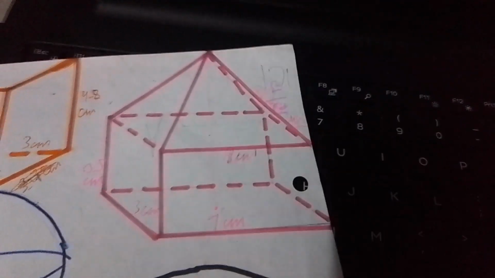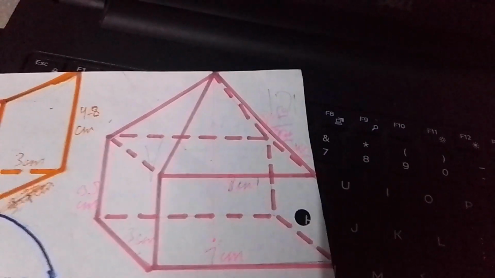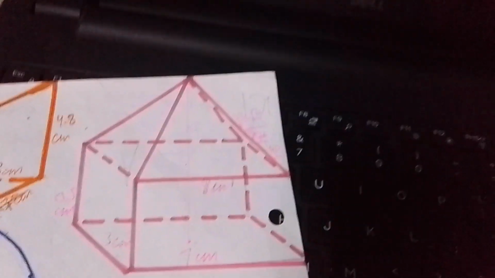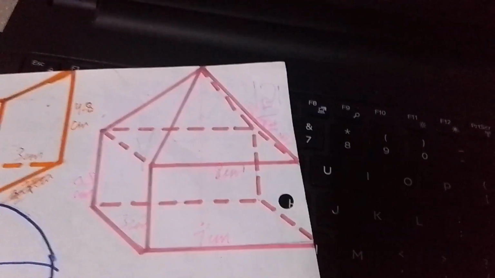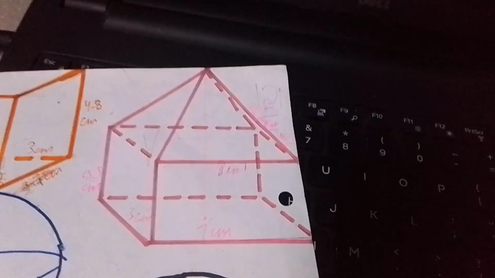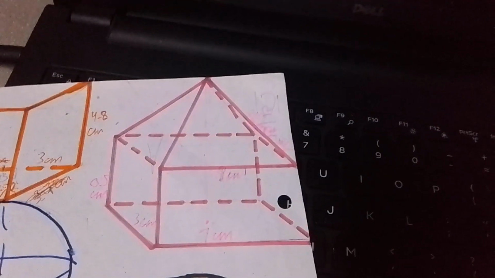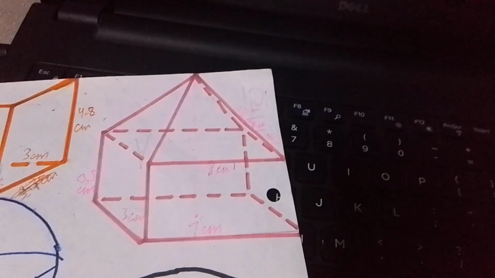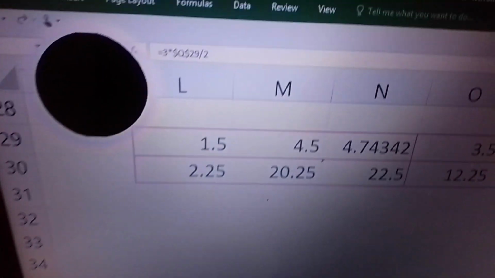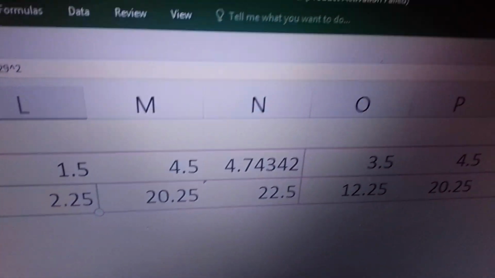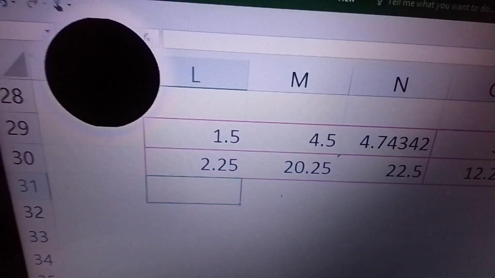Di ba, remember, nga pala, what is the height? Remember, it says here that the height of the entire figure is 8 cm. But the height of the prism is 3.5. So, to get the height of the pyramid, isubtract na namin. So, 8 minus 3.5 is 4.5. Yun. Now, we apply the Pythagorean theorem formula. 1.5 squared and 4.5 squared. Ito yung ginawa ko. I square it, okay?